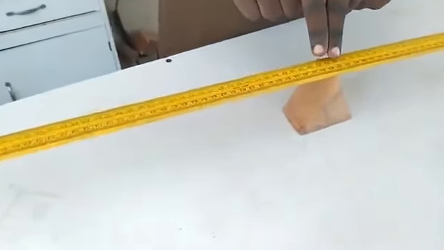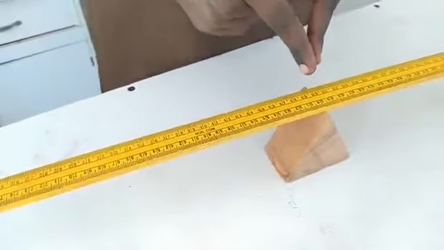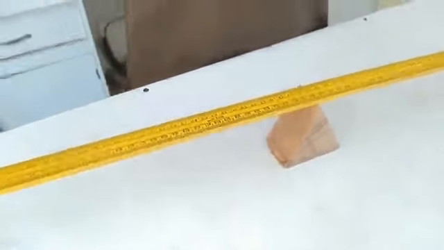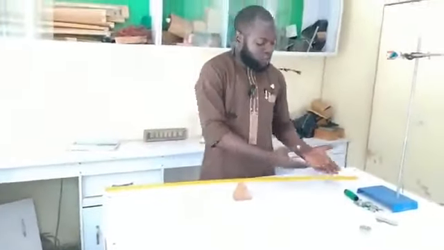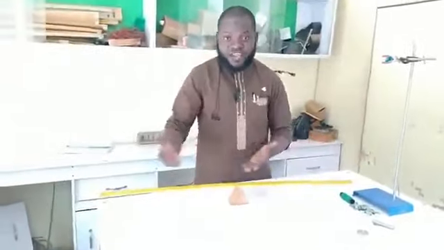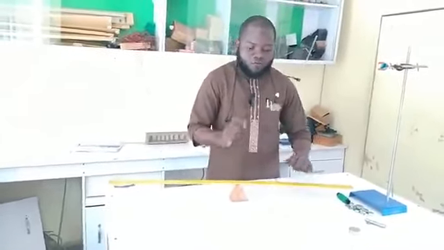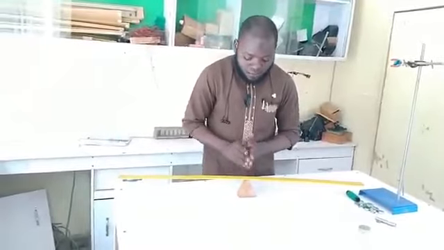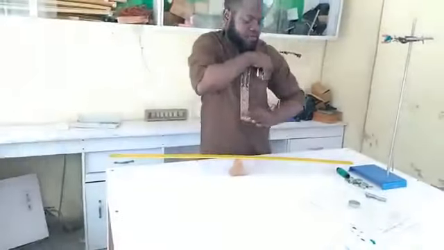You can see the balance point here, 49.8. It doesn't balance at 50. Normally, your meter rule is supposed to balance at 50, but because of factory error, it doesn't. So it's fine. Note where it's balanced, which is 49.8 centimeters.